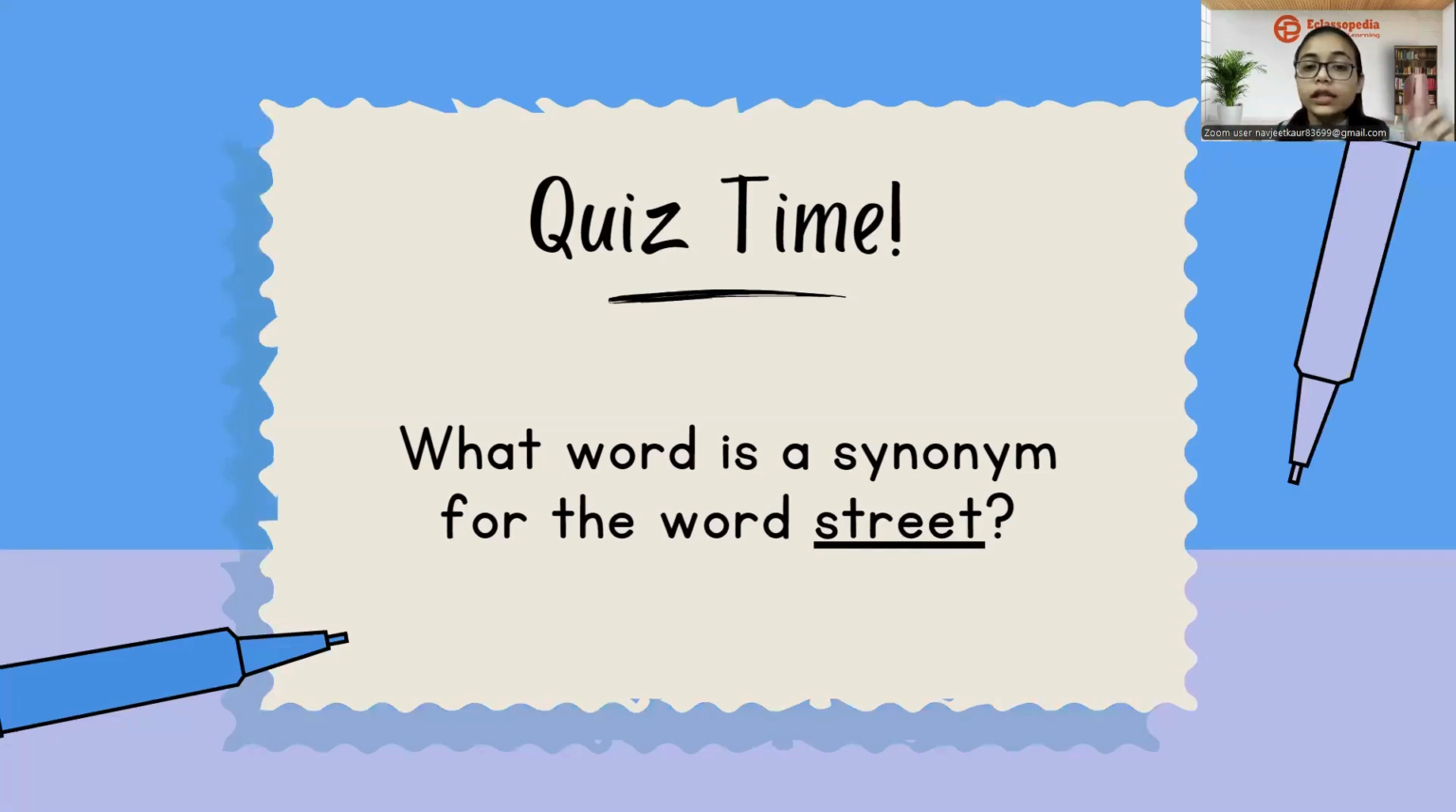What word is a synonym for the word street? Okay, so what is the other word, if I was walking on the street? So instead of the word street, what can we use? We can use the word road. Yes, I was walking on the road. So instead of the word street, we can replace it with road.